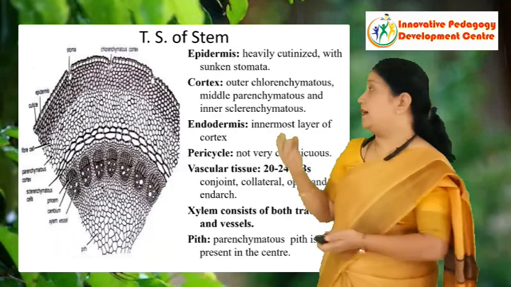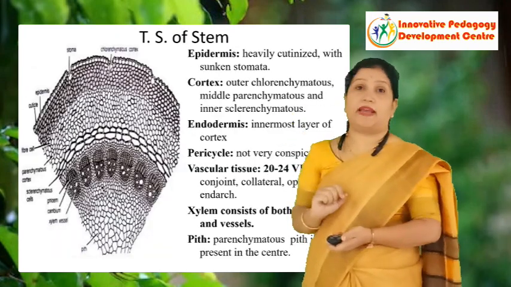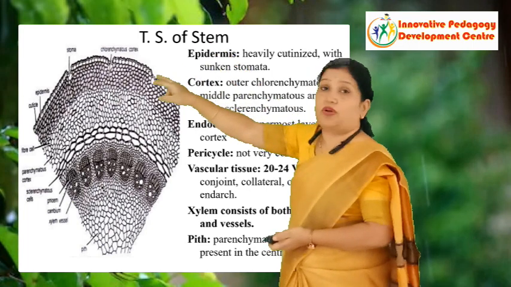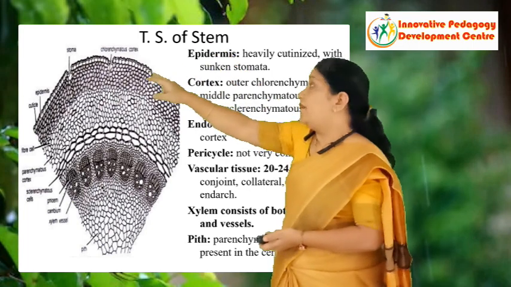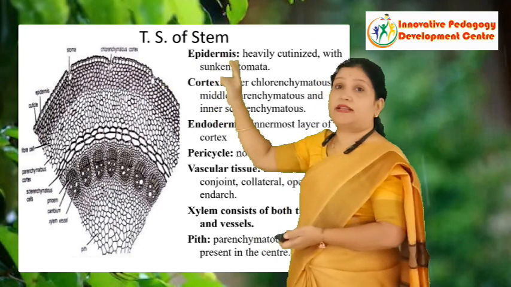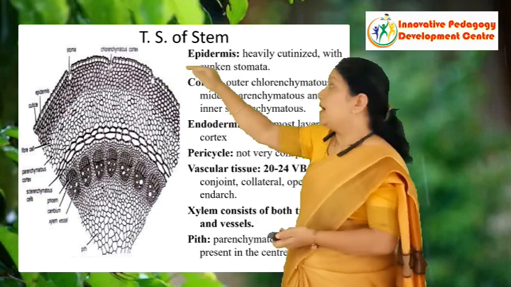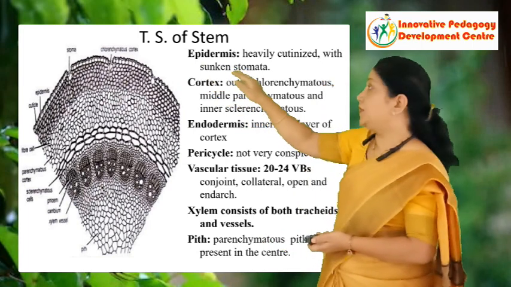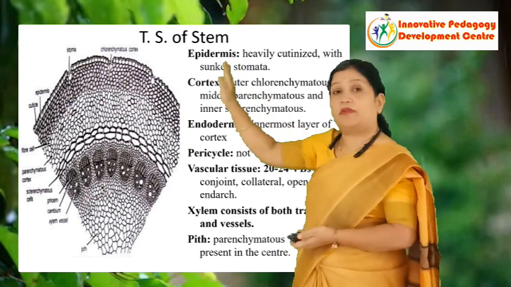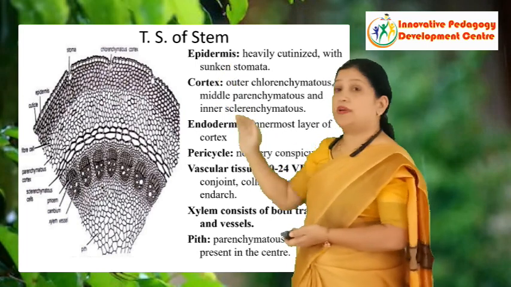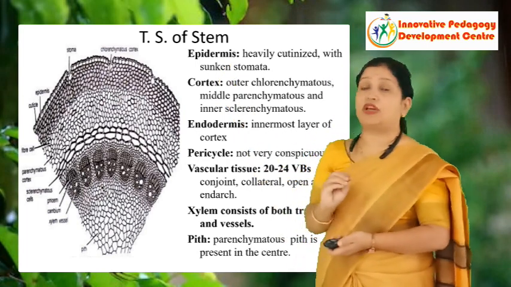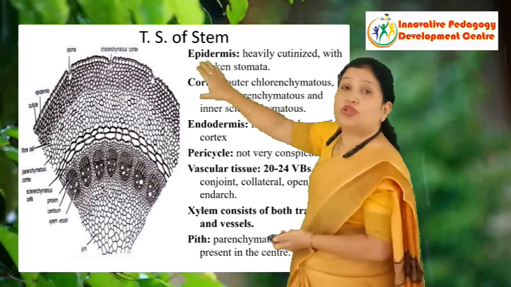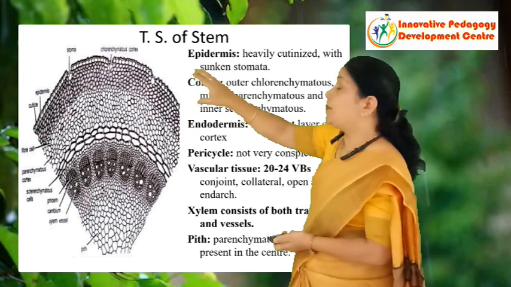Now let us see the transverse section of the stem. The internal structure is shown in this particular diagram, where the boundary is the epidermis, which is heavily cutinized, but the continuity of the epidermis is interrupted due to the presence of sunken stomata. Dear students, I would like to tell you a very important thing, that when you draw the diagram, you will have to show the different cells in a proper way.